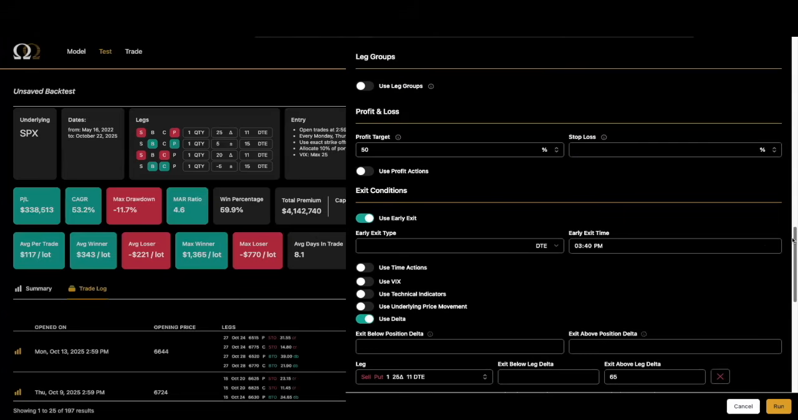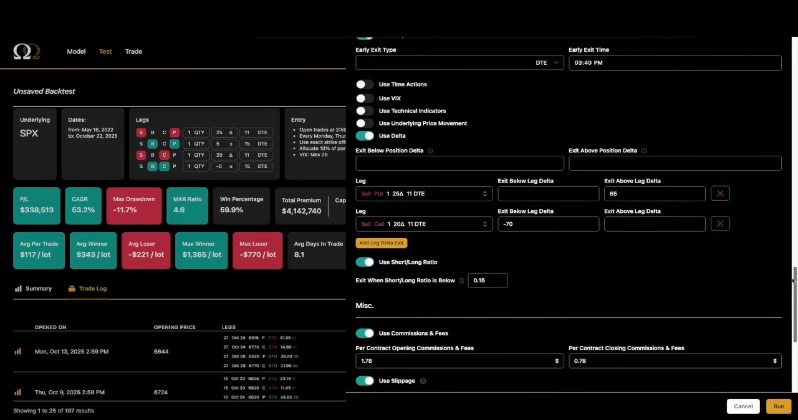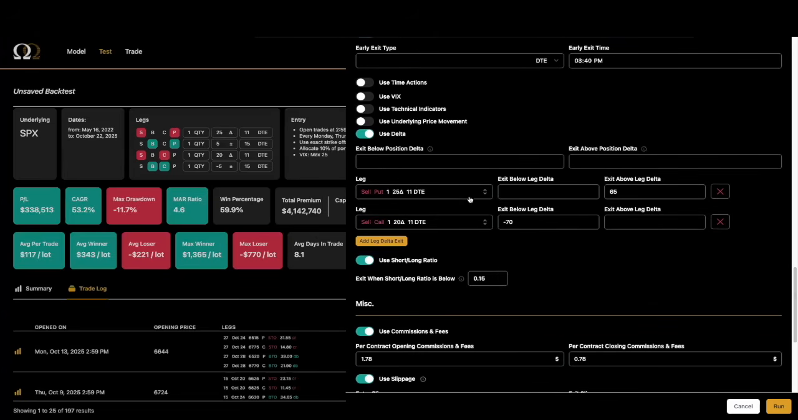But we call these rails, or risk management. When would I want to get out? When would I cry uncle? If you take the short put, again, we're selling a put of 25 delta, 11 days out. When that 25 delta hits 65, that means it's getting in the money too much. Get me out, right? So there's a rail. This isn't just, I hope it works out, right?